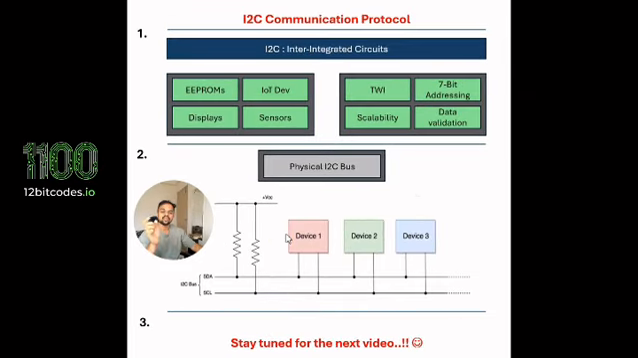When the master wants to transfer any data to a specific device on the I2C network, it basically places the slave's address on the SDA line, and this is how the slave understands that the master is communicating with it. So this is in general how the I2C communication protocol works.